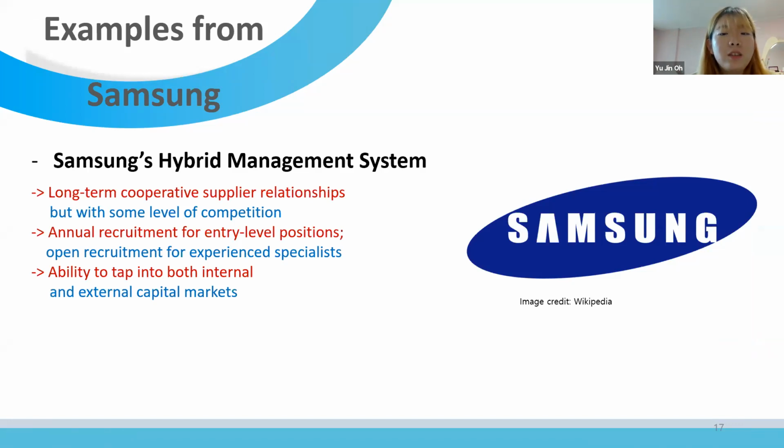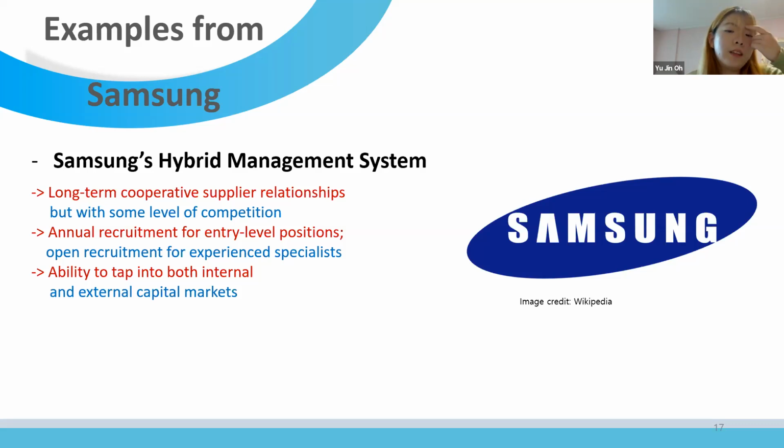And pay attention that this red color text is a traditional way of management commonly used in Japan. And the blue color text is the other culture's management strategy from the United States. As you can see in the red one, there are long-term corporate supplier relationships, but the other culture in the United States has some level of competition, annual recruitment for entry level positions, but they also have open recruitment for experienced specialists, and they also have internal and external capital markets.